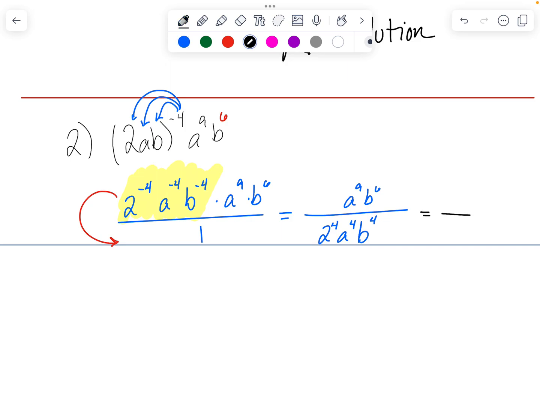And now let's do some simplification. Looking at our whole numbers, the only whole number I have is 2 to the fourth power. And I can use a calculator, or I can have my multiples of 2. 2 times 2 is 4, times 2 is 8, times 2 is 16. So 2 to the fourth is 16. I should list that better. 2, 4, 8, 16. That would be 16.